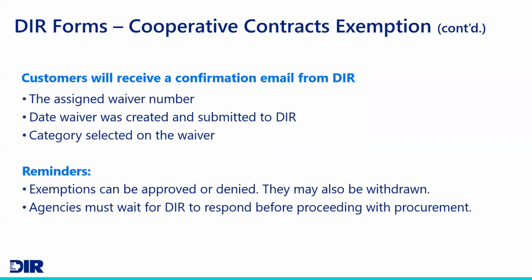A couple of things to keep in mind: once you file that exemption request with us, you're going to receive an email with the assigned waiver number, also the date that that waiver was created and submitted to DIR, and also the category that you selected on that waiver. Remember that exemption requests can be approved or denied, or they can also be withdrawn. If you put one in and you decide you don't need it, you can go in and withdraw it. Also, agencies must wait to hear from DIR to respond before proceeding with any procurement. So make sure you hear back from us before you proceed.